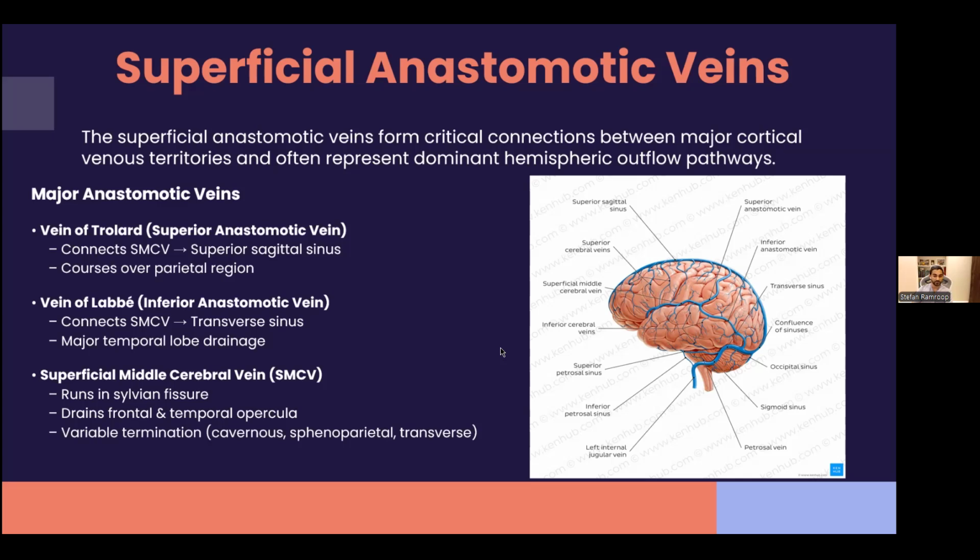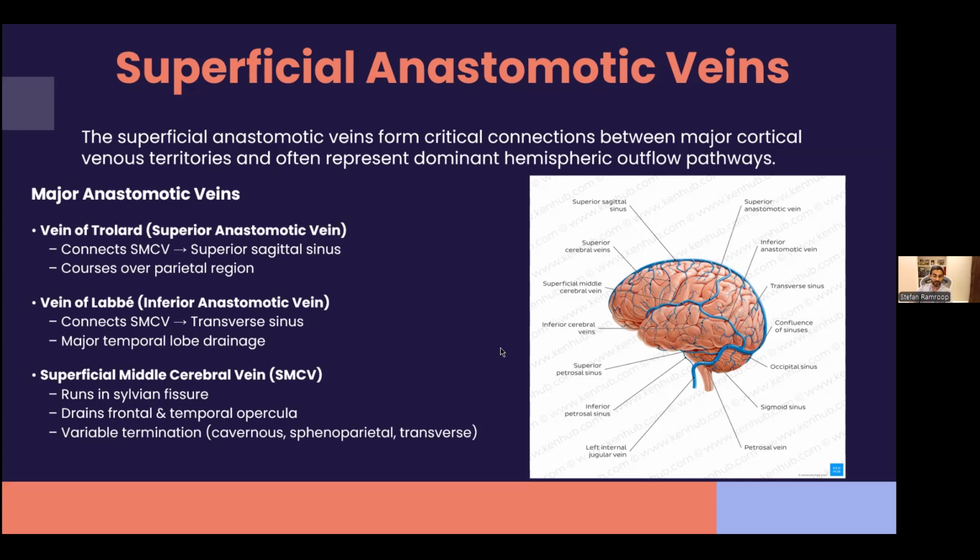The superficial middle cerebral vein itself runs along the sylvian fissure, draining the frontal and temporal opercula, and its termination can be variable. It may drain into the cavernous sinus or the sphenoparietal sinus, or connect posteriorly into the transverse sinus via the vein of Labbé.